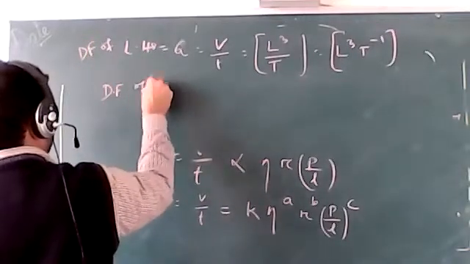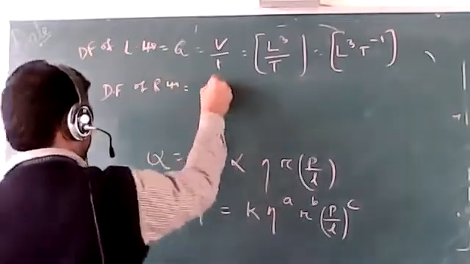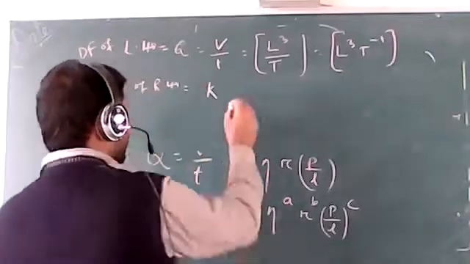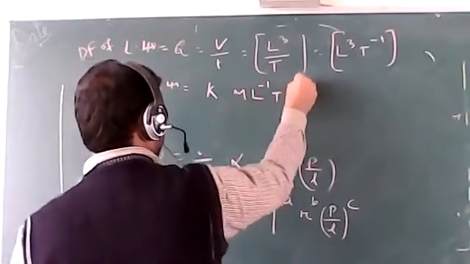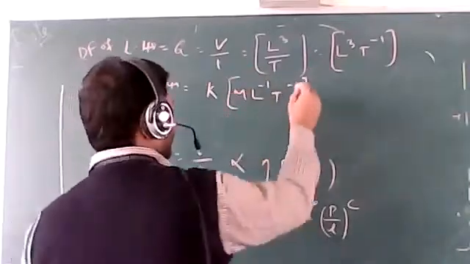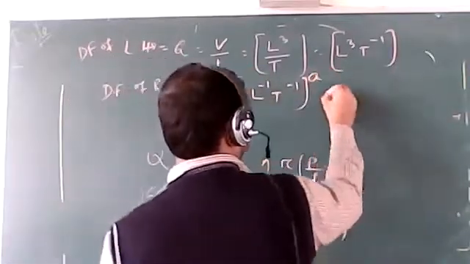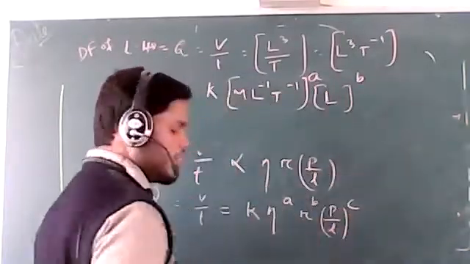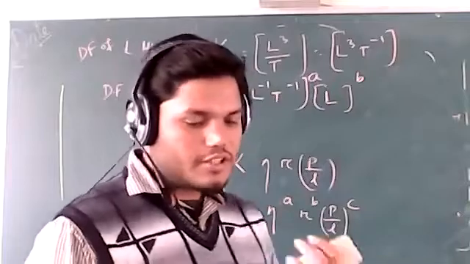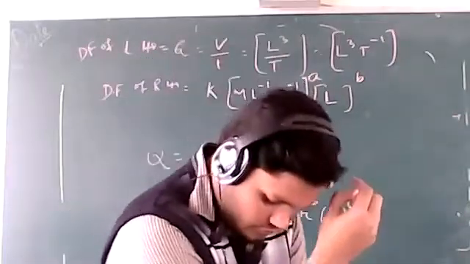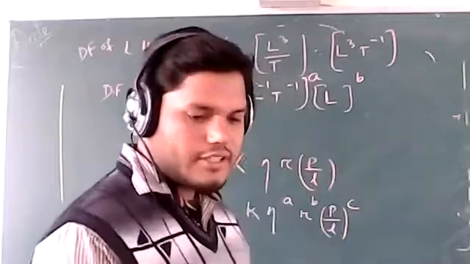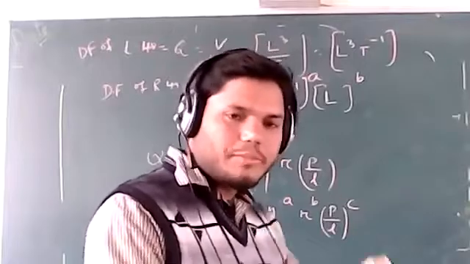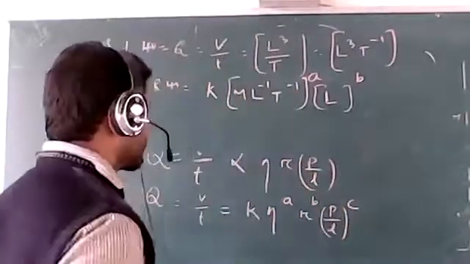The dimension formula of RHS will be how much? K is a constant, and eta is M L^-1 T^-1, to the power a, and r to the power b. r means L to the power b, and P by L. P is pressure. What is the dimension formula of pressure? Who can tell me? Pressure is force upon area. Also, you can find out the dimension formula like this.